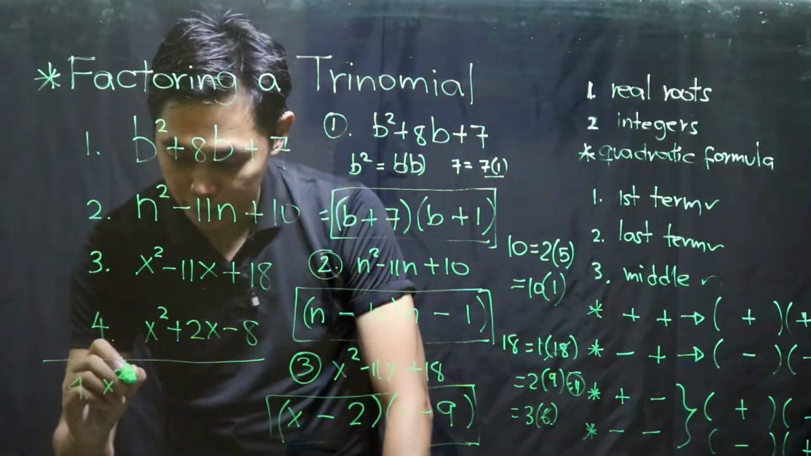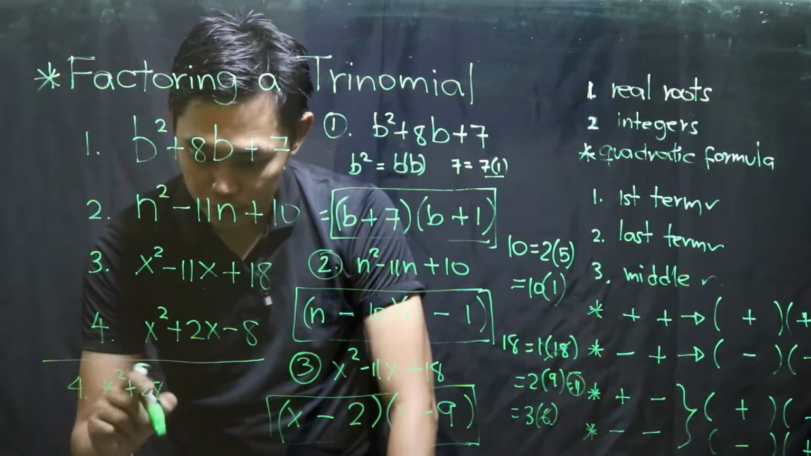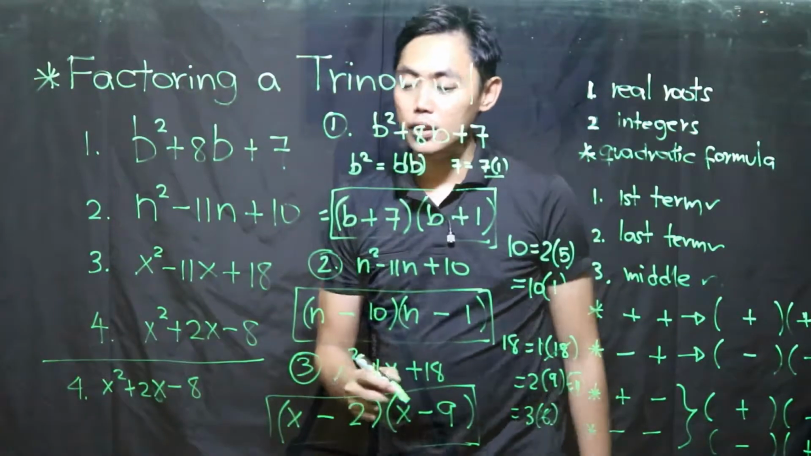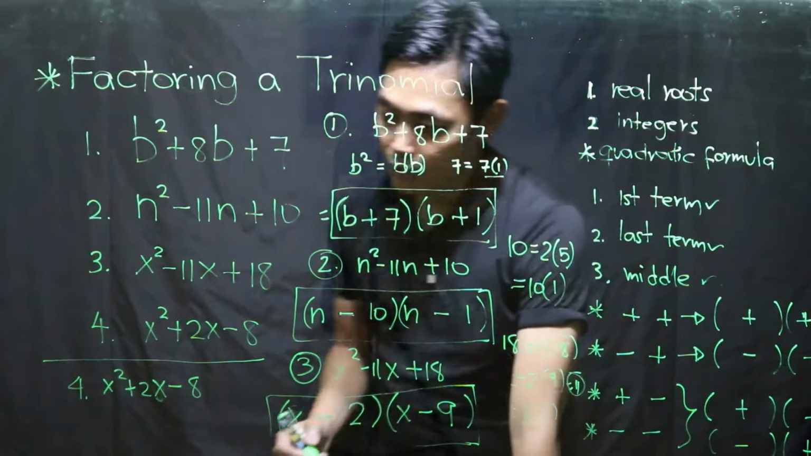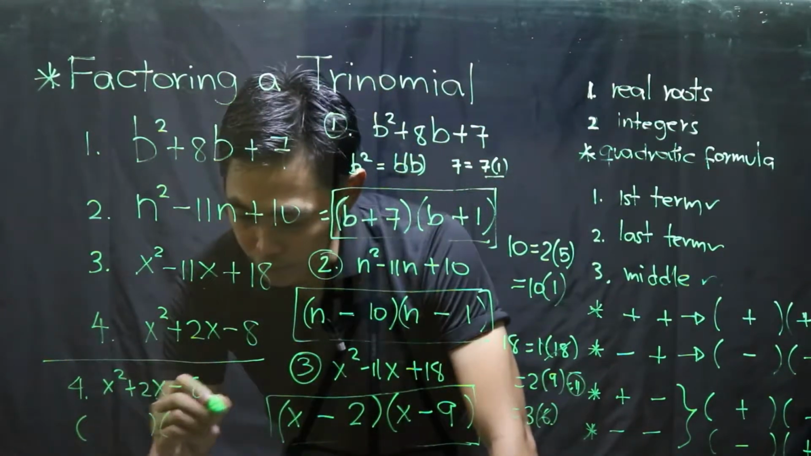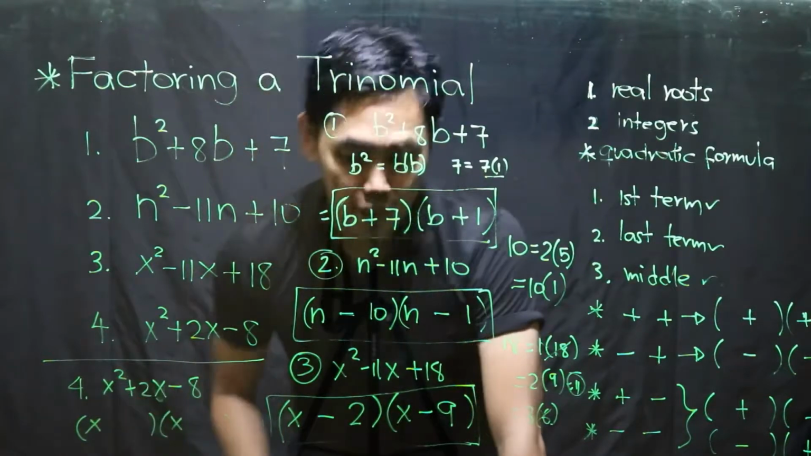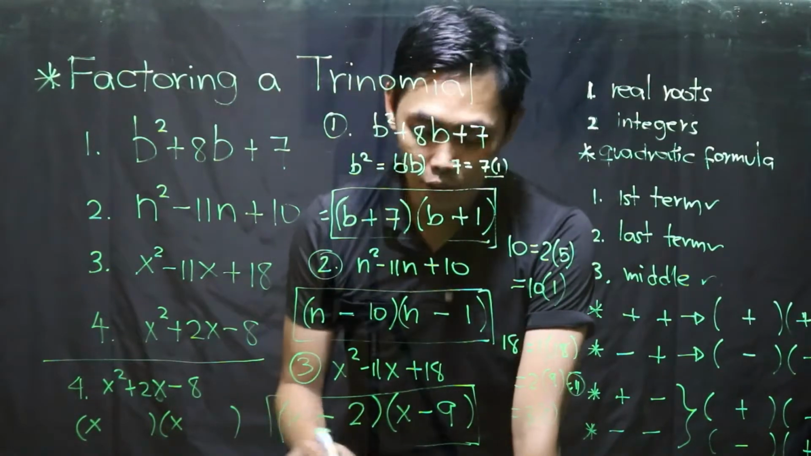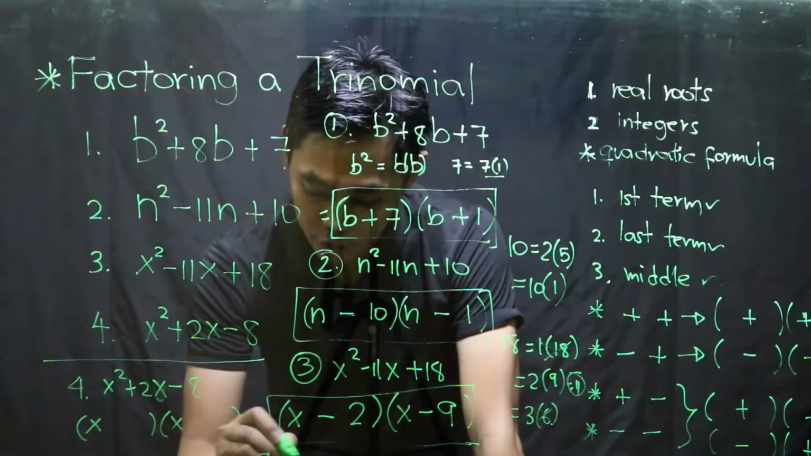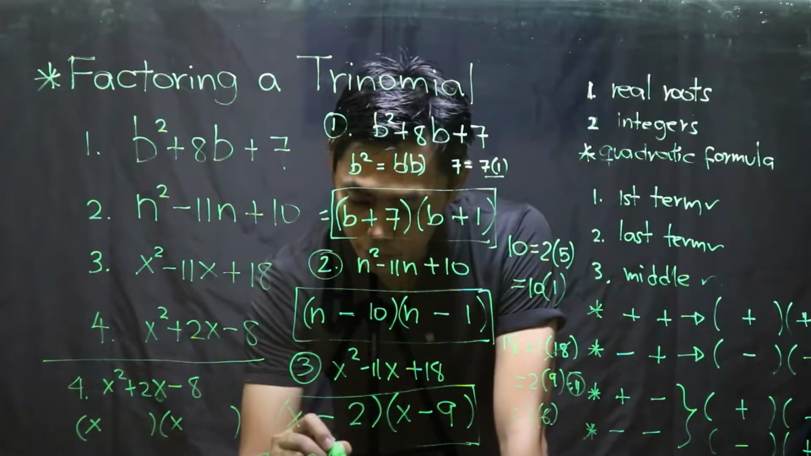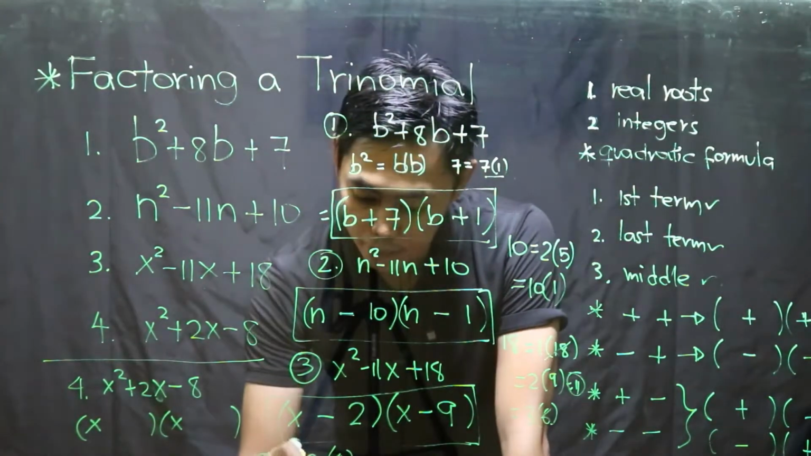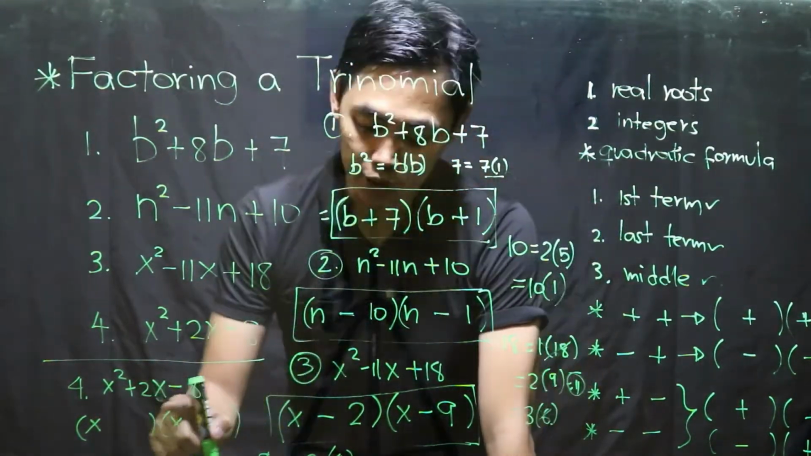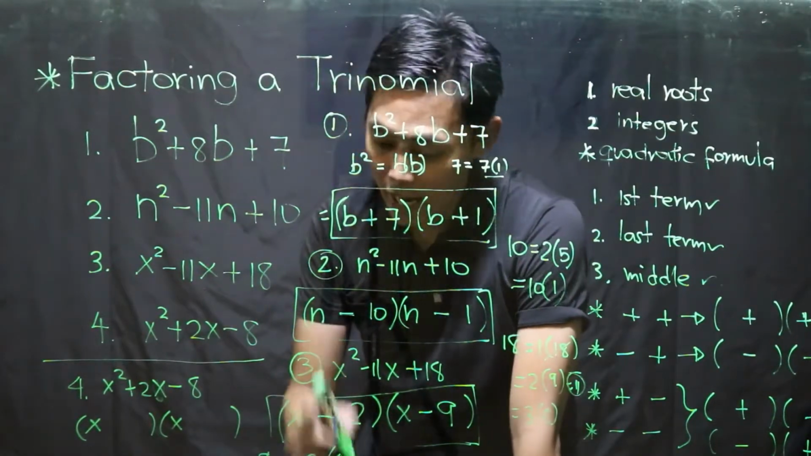We have x squared plus 2x minus 8. So, let's go ahead and have the first term. So, this would be x and this would be x because it's x squared. So, we have 8. What are the factors of 8? Let's have 8 is equal to 2 times 4, and also we have 8 times 1. What's the middle term? Middle term is 2x. So, we can either add or subtract.